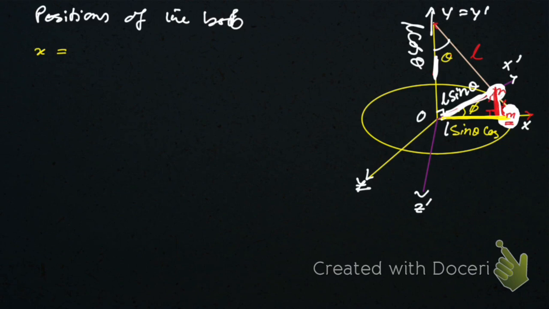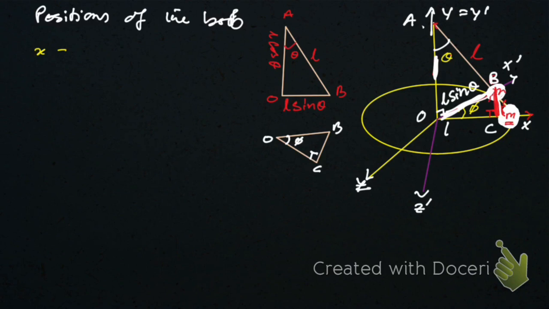Let me draw it cleanly, just wait. So here you can see, let me consider this point is A. So AOB, the position of the bob is suppose at the point B, and this length is L here, so this component will be L cos theta and this component is L sin theta. So we have got that OB is L sin theta.